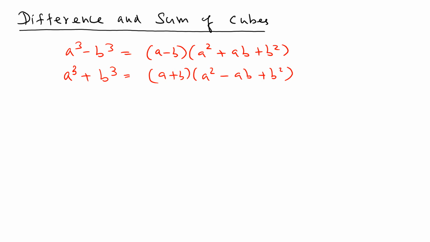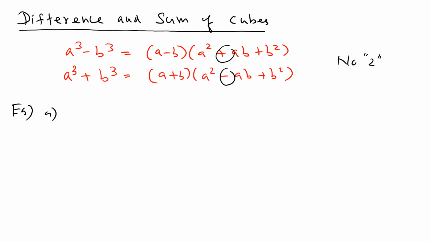One thing you notice is that there is no 2 term here. So that's how you can remember. There's no 2. Otherwise, this looks like perfect squares, but there's no 2 here. Good. So let's look at some examples.